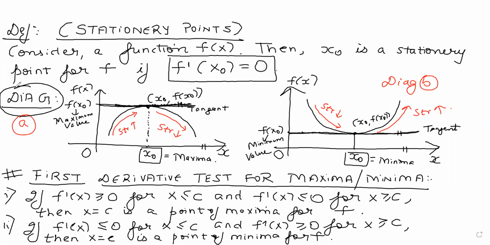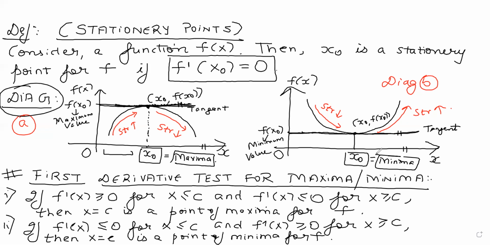Whatever first derivative test I have written, you can see it in the diagram as well. For values of x to the left of x0, the function is strictly increasing. For the value of x to the right of x0, the function is strictly decreasing. So I say that x0 is the point of maxima. Similarly, in diagram B, for values of x to the left of x0, the function is strictly decreasing. For values of x to the right of x0, the function is strictly increasing. So we say that x0 is the point of minima.